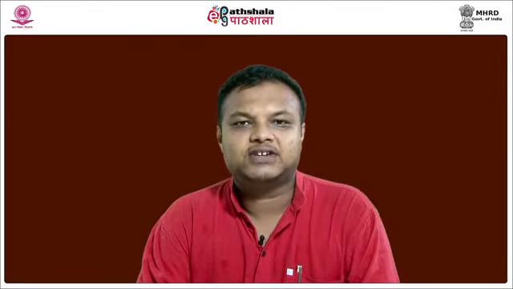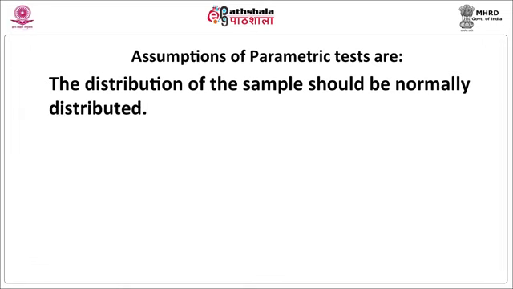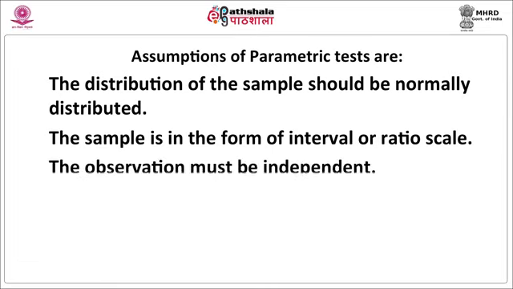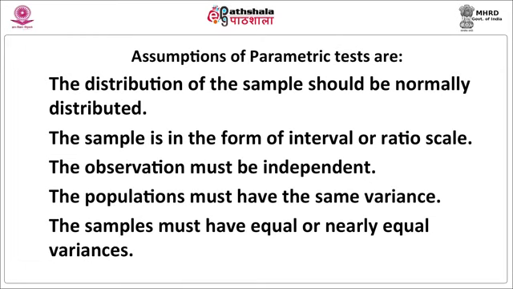Assumptions of parametric tests are: the distribution of the sample should be normally distributed. The sample is in the form of interval or ratio scale. The observations must be independent. The populations must have the same variance. The samples must have equal or nearly equal variances.